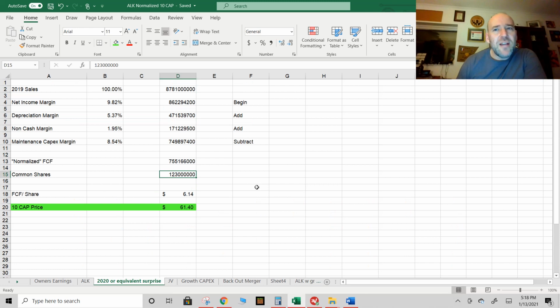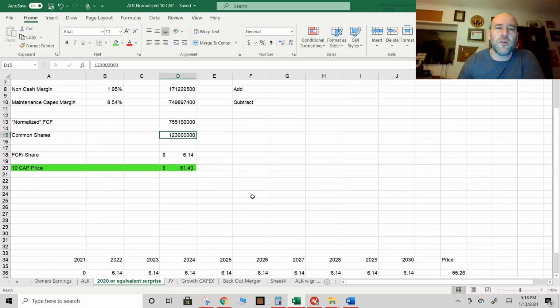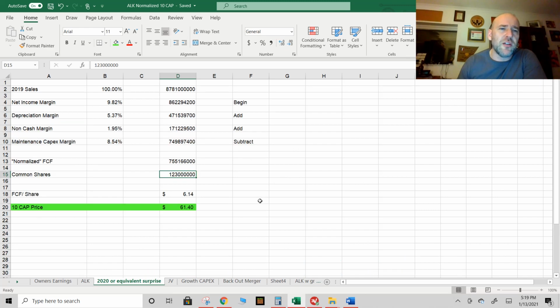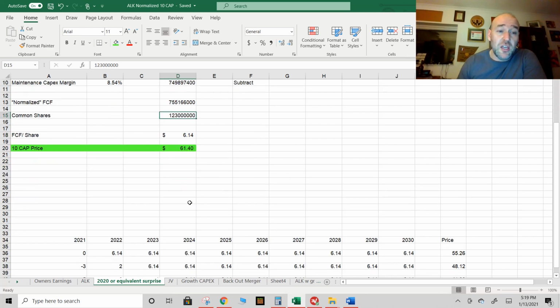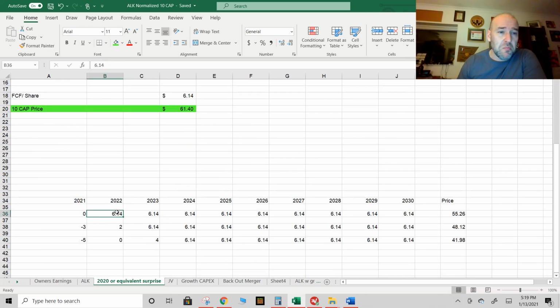But basically, in order to normalize your 10 cap, you have to create a story about your company, your business. So in this case, Alaska Air Group, you've got to create a story and you've got to say, I think they're going to make it. I think the share count's not going to be diluted. Here's why I think that. I think they're going to have a normal year like 2019 again in 2022. COVID vaccine is working well. There's a lot of pent-up demand for travel. 2022 is going to look like a normal year. Whatever your story is, lay it out.